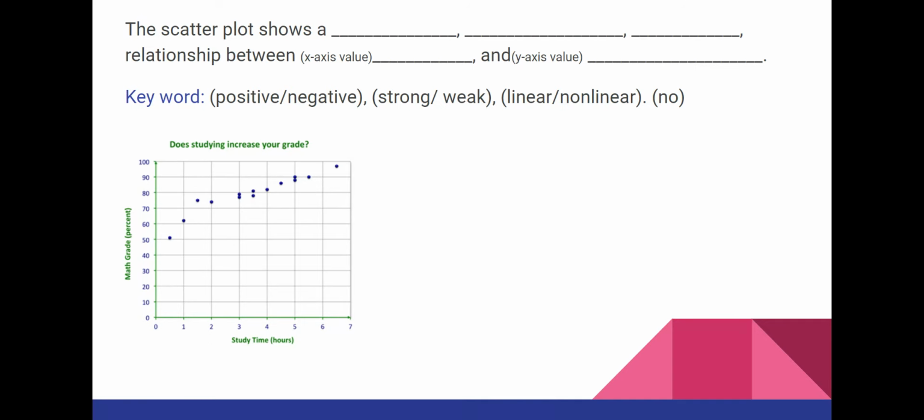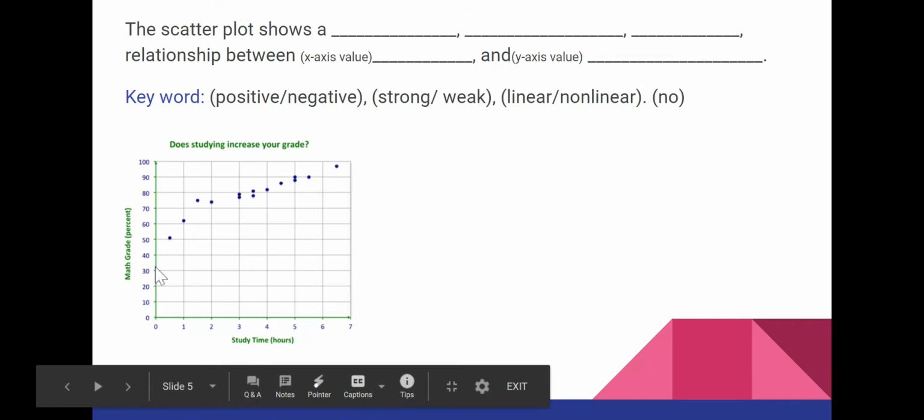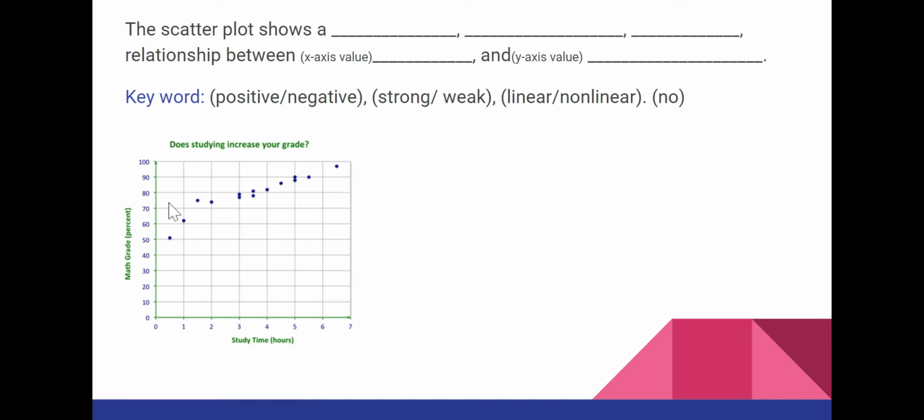So now use that language objective. The scatter plot shows a... Make sure you use the keywords positive, negative, strong, weak, linear, nonlinear to fill in the blank. The scatter plot shows a positive, strong linear relationship between the study time and the math grade. The more you study, the more math grade you will have.